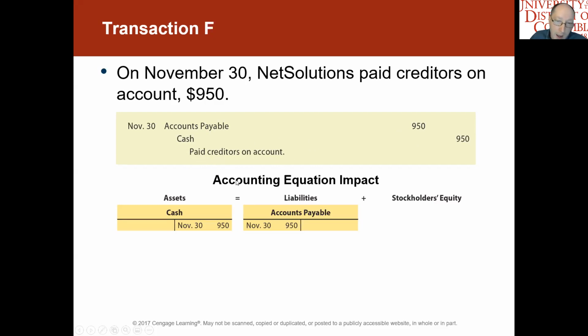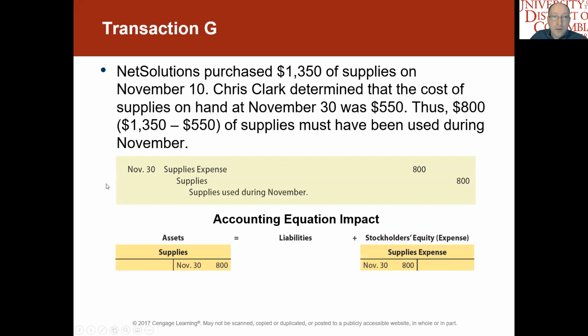How did we impact our accounting equation? We have assets. We reduced our cash asset, $950, and we reduced our accounts payable by debiting accounts payable, $950. 950 equals 950. The accounting equation is still in balance. Looking at the next transaction, we purchased $1,350 of supplies on November 10th.